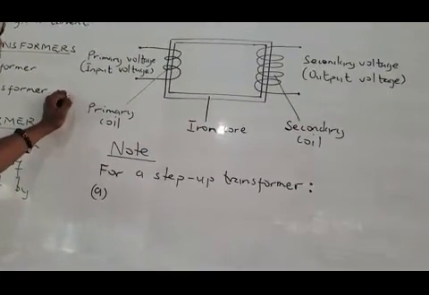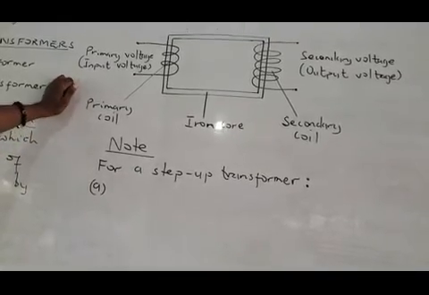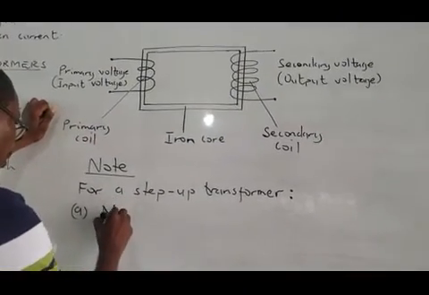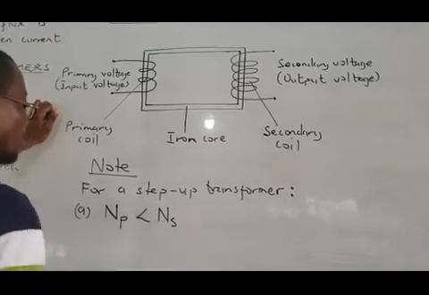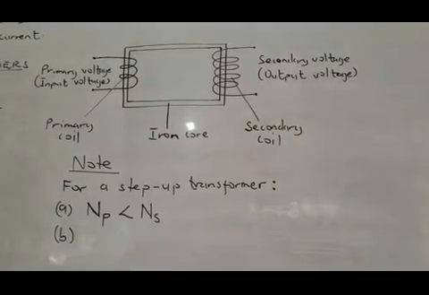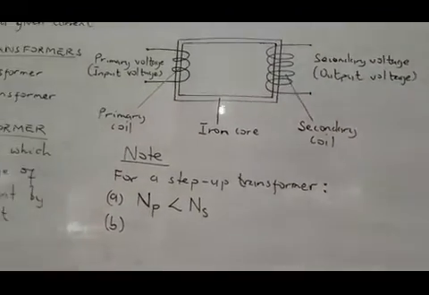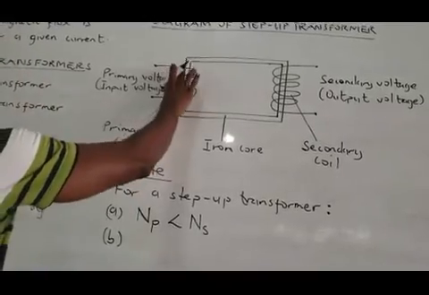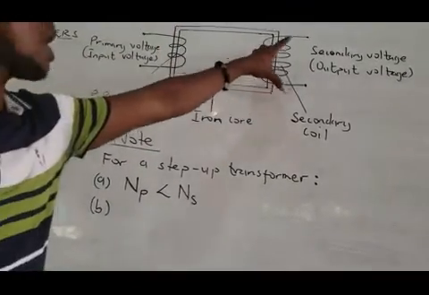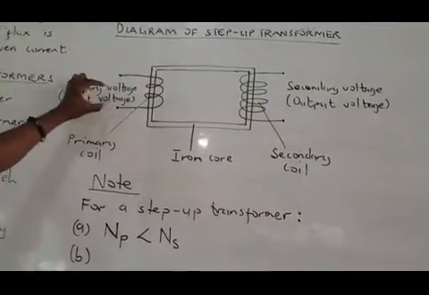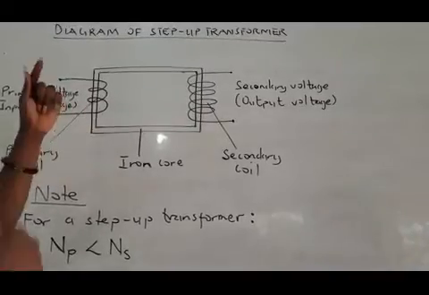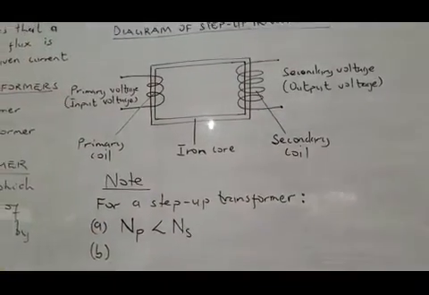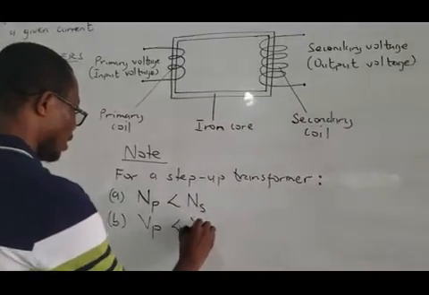So we said that the number of secondary turns is greater than the number of primary turns. So here, the number of primary turns is lower than the number of secondary turns. In voltage, I said that a step-up transformer increases the voltage. So the voltage in the secondary is higher than the voltage in the primary. This is the input voltage, this is the output. The primary voltage is stepped up, is increased, so the voltage that is coming out becomes higher. So the primary voltage is lower than the secondary voltage.